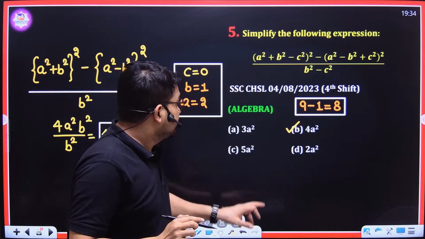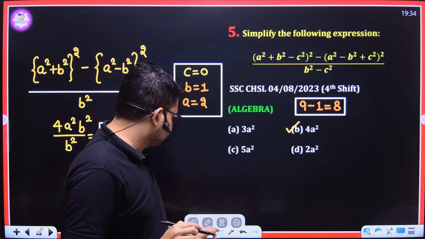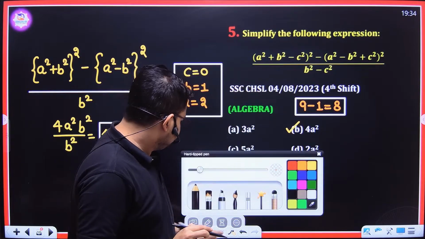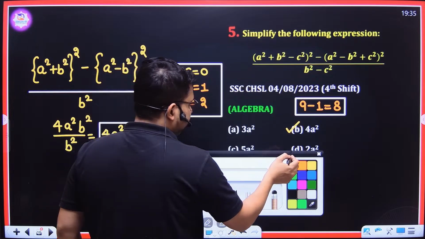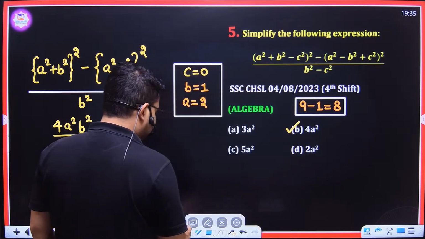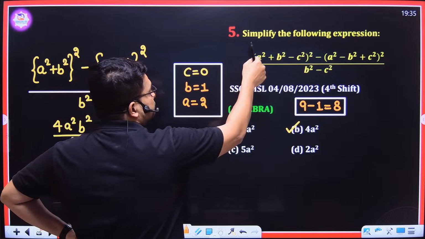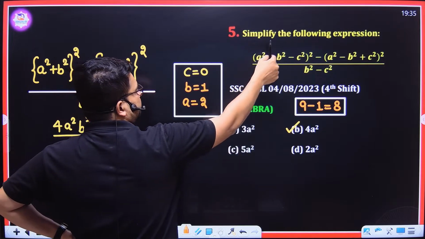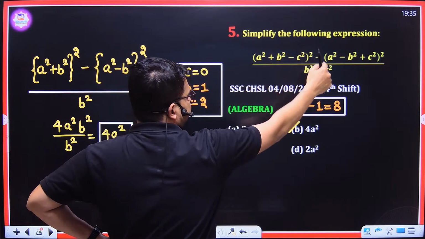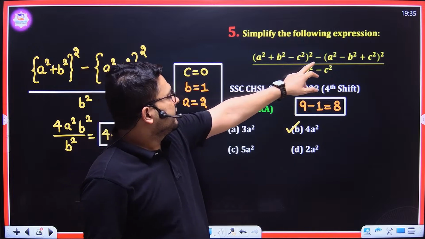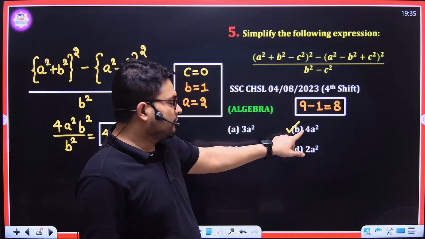What I have done, this one is a square, this one is a square, this is not a. If I put a equal to 1, then that also I can get my answer. If I put a equal to 2 here, 2 square is 4, 4 plus 1 is 5, 5 square is 25, 25 minus 9, that is 16, and this option will give me 16.